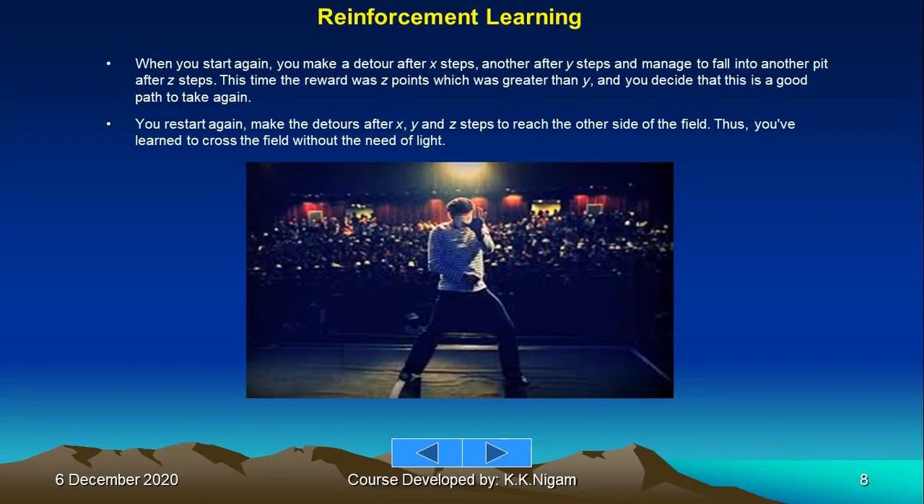When you start again, you make a detour after X steps, another after Y steps, and manage to fall into another pit after Z steps. This time the reward was Z points, which was greater than Y, and you decide that this is a good plan, a good path to take again. You restart again, make the detours after X, Y and Z steps, and reach the other side of the field. Thus you have learned to cross the field without the need of light.